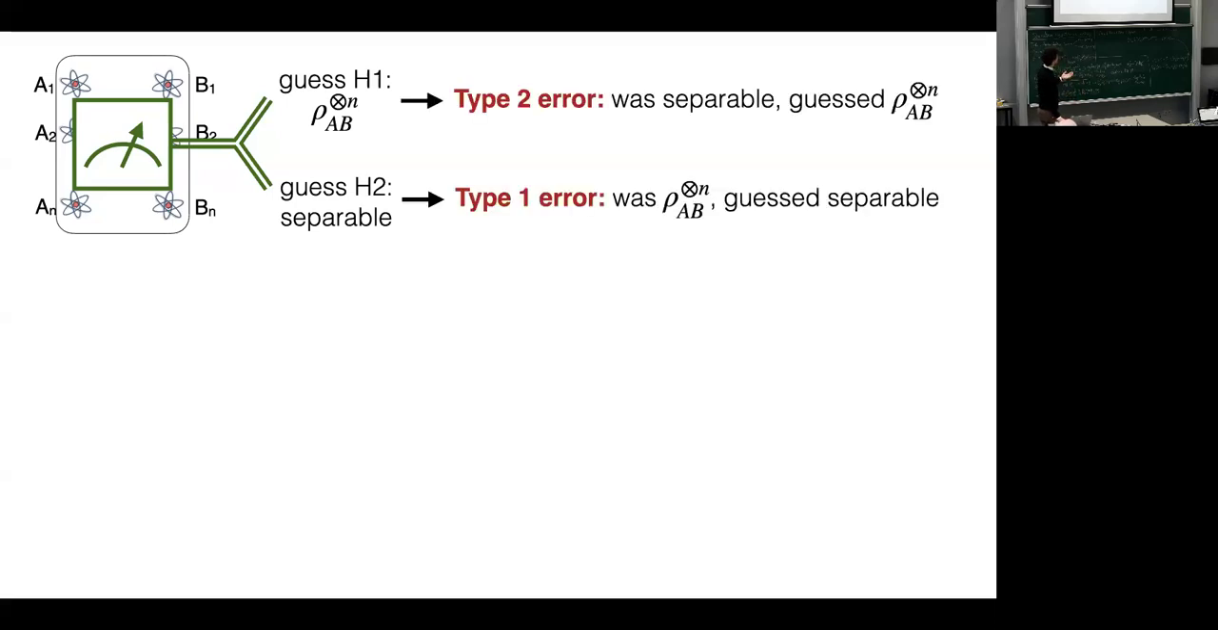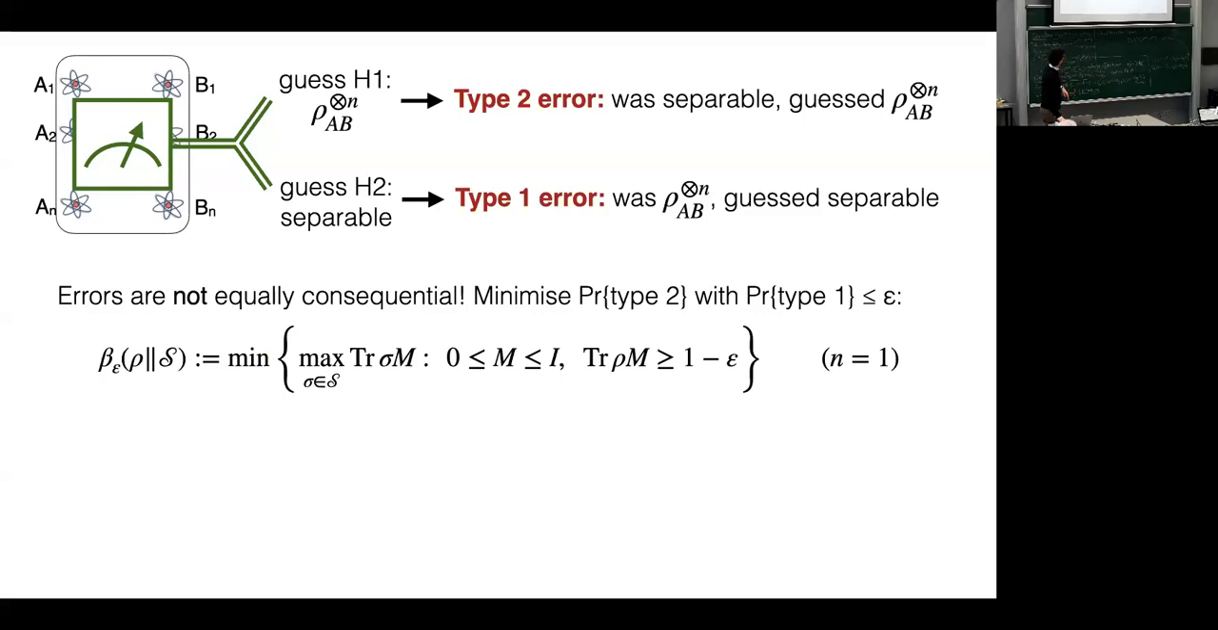Again, we have these type 1 and type 2 error probabilities, which are defined as before. The type 1 is the state was rho but you guessed separable. The type 2 is the state was separable and you guessed rho. And you can define again a hypothesis testing relative entropy, which is exactly what I wrote before, except that now the type 2 error probability, this trace of sigma M, is maximized over all separable states, because the adversary is trying to maximize your error probability.